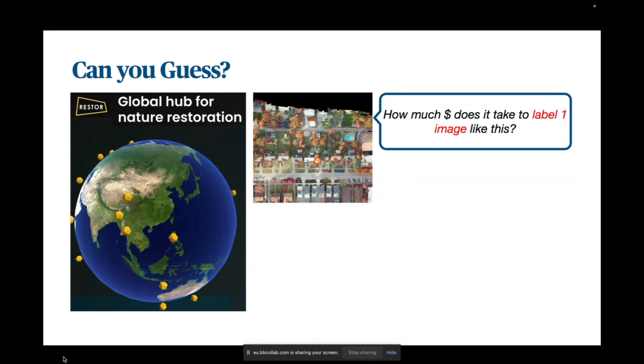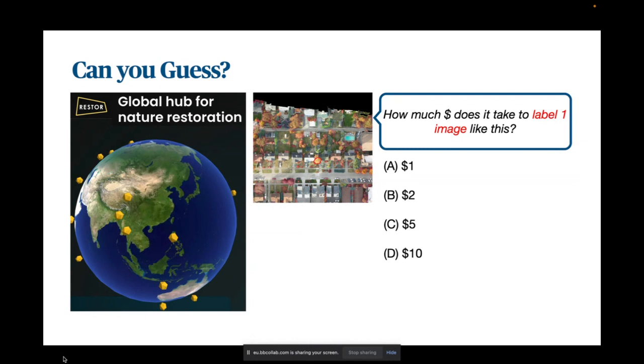More concretely on the learning side, we have a whole bunch of images that look like this. The label that we want to provide is the small circle in the middle, to tell you, okay, this is a tree. How much money do we need to spend to label one image like this, to label all the trees? Again, here are a few choices.